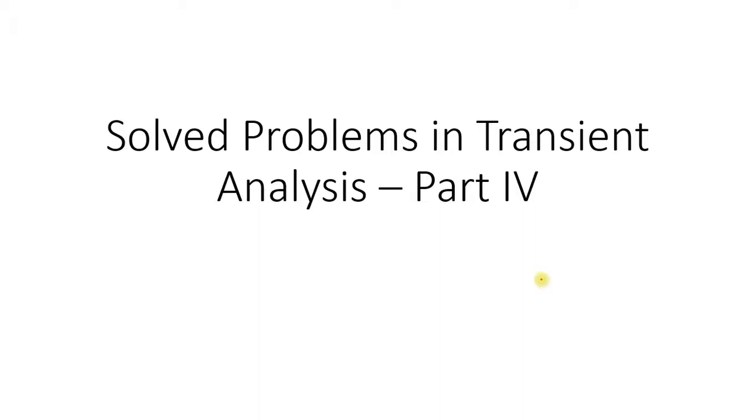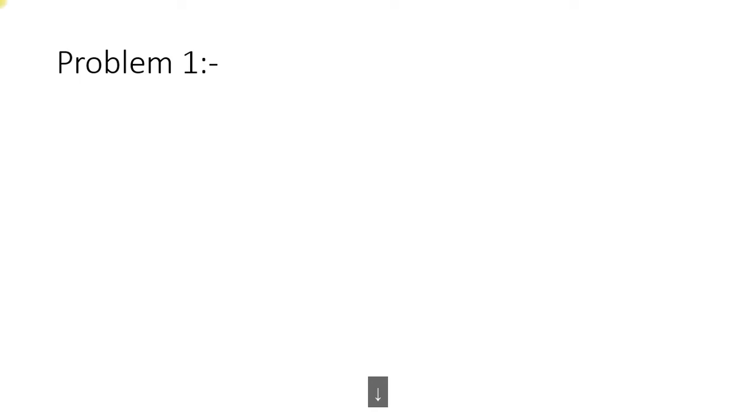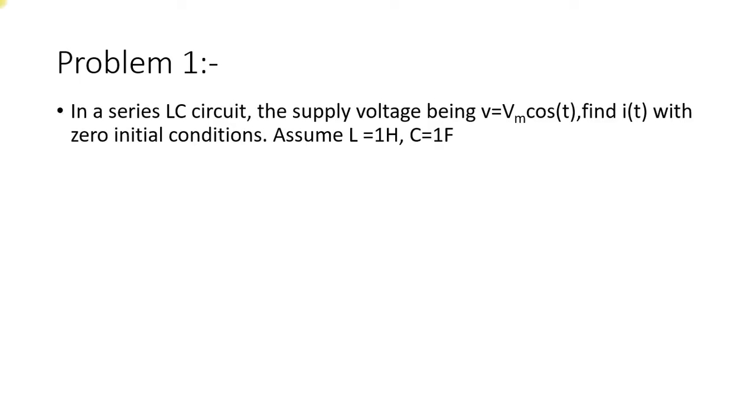In today's lecture, we are going to see some solved examples in transient response of the circuit using Laplace transform. So consider the problem. In a series LC circuit, the supply voltage is V equal to Vm cos t. Find i(t) with zero initial conditions. Assume L equal to 1 Henry and C equal to 1 Farad.